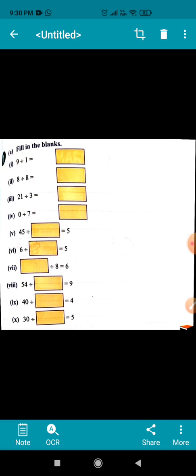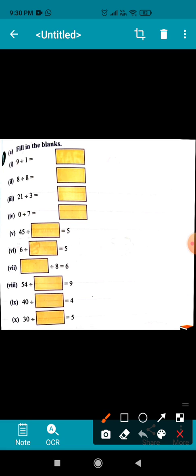Children, if you remember, you all have learned the properties of division. In division properties, if any number is divided by 1, the answer we get is the number itself. The second property is if any number is divided by itself, we get the number 1 as the answer. We cannot divide any number by 0, but if 0 is divided by any number, we get the answer as 0. So, using these properties, we will solve these sums.